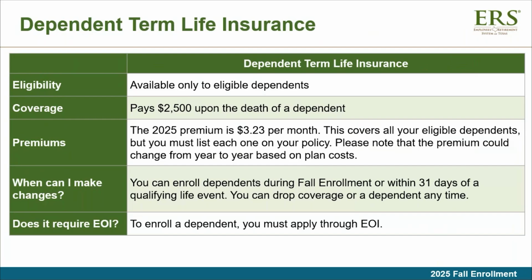With electing them onto that benefit, they would have to go through that evidence of insurability, again, that application, in order for that benefit to be approved. No matter how many dependents you have covered under there, you're only paying that one set premium, which is $3.23 per month.